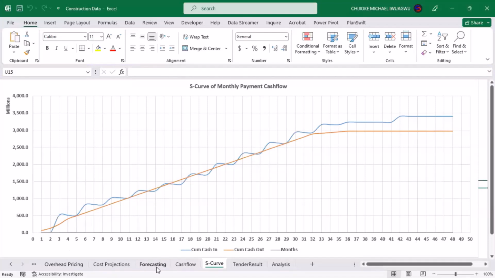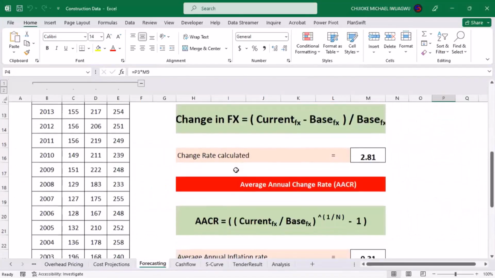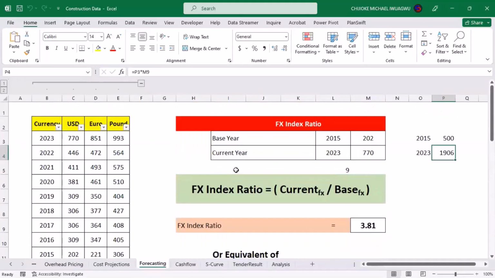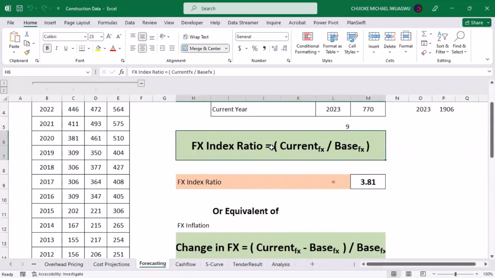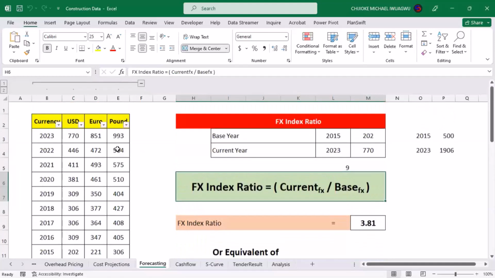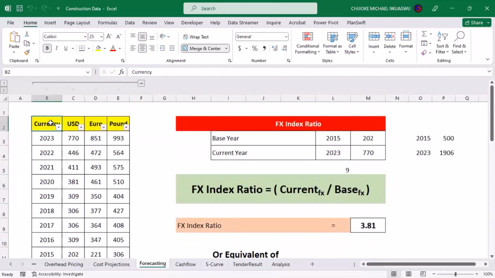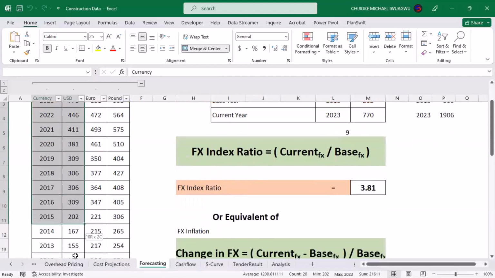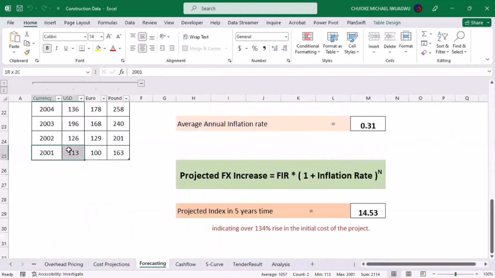In the course of yesterday, we talked about forecasting, how you can forecast using some of these indices. But also, Excel has a tool for forecasting, which you can use on the fly. Peradventure, you have a trend of data. Let's say we are working with this currency data that we have here. We're able to track this data. Please follow my line of thought here.